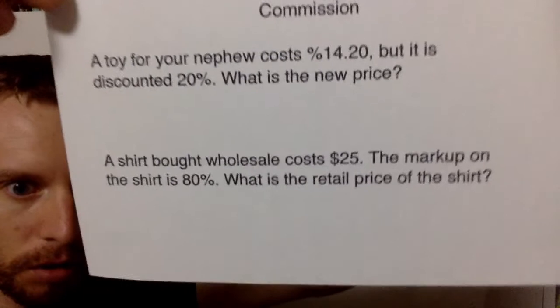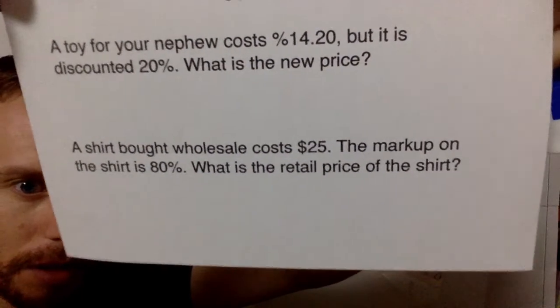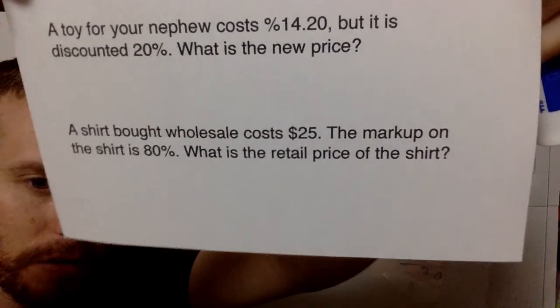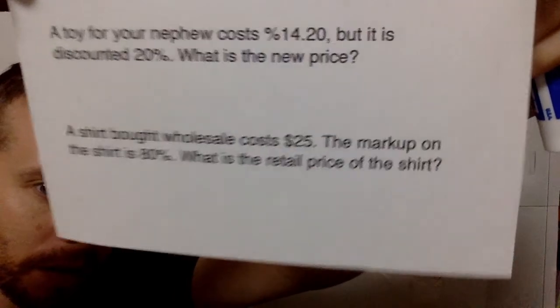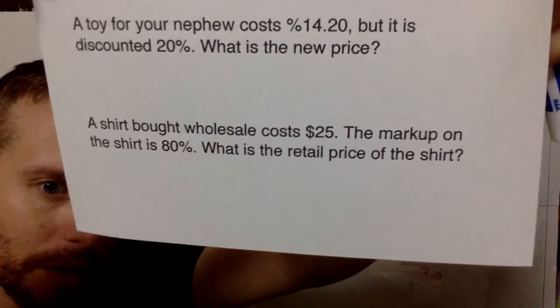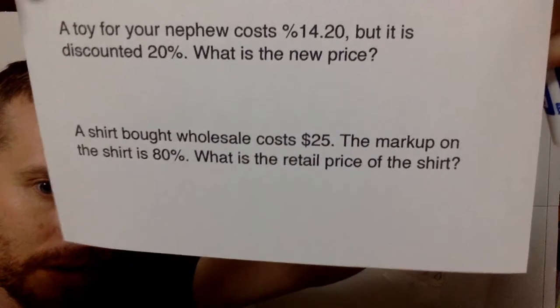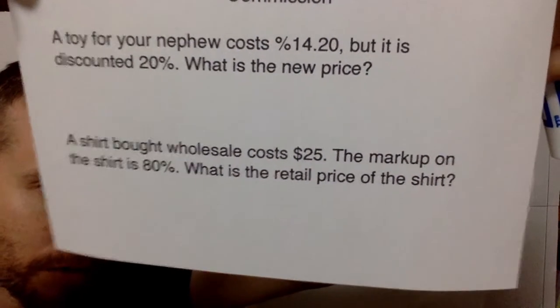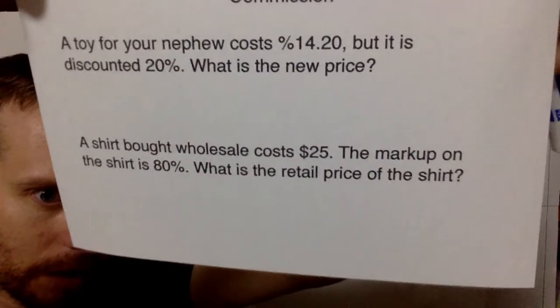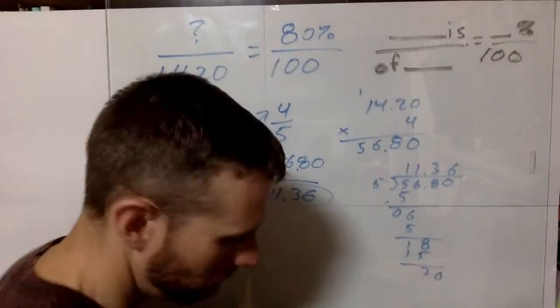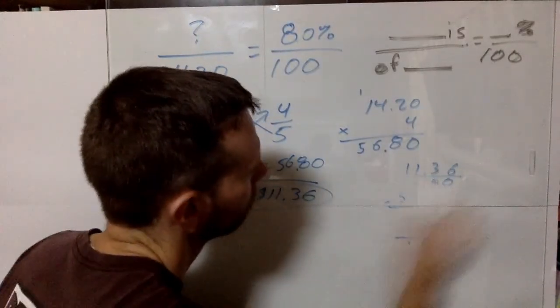A shirt bought wholesale costs $25. Again, that's the price that the store buys the shirt from the company. Then the markup on the shirt is 80%. So they add money to that cost, and then they sell at retail for some amount. So we want to know the retail price of the shirt. Okay, hopefully you wrote that down.